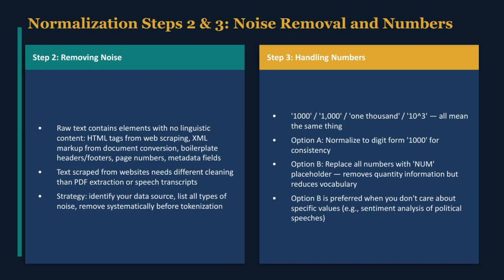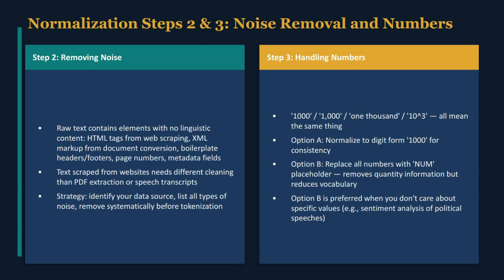Now step 2, removing noise. Raw text often contains elements that carry no linguistic content for the purpose of analysis: HTML tags leftover from web scraping, XML markup, headers, footers, page numbers, formatting characters. These are all extra things. Before linguistic analysis, this noise should be removed. The specific steps depend on your data source and why you need it.